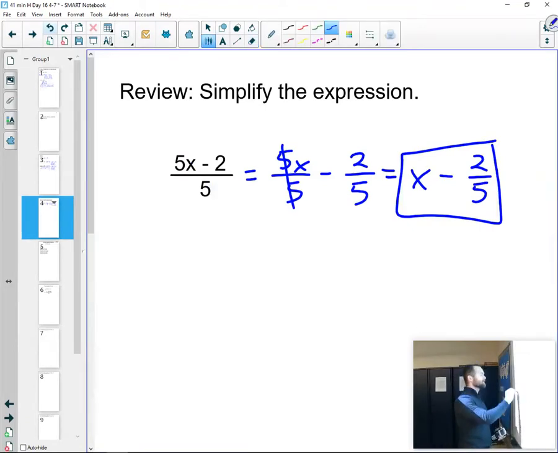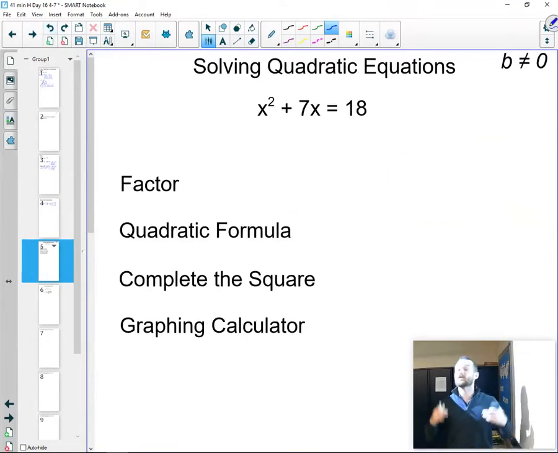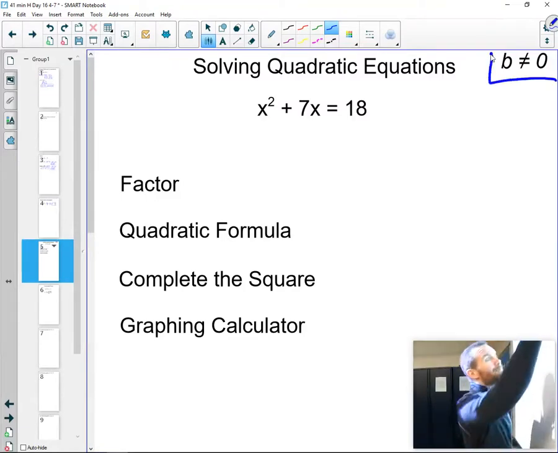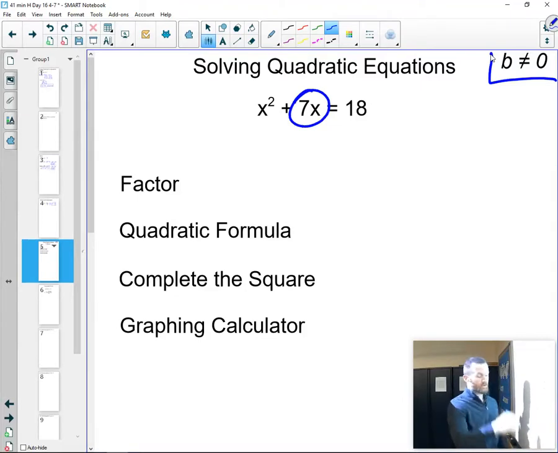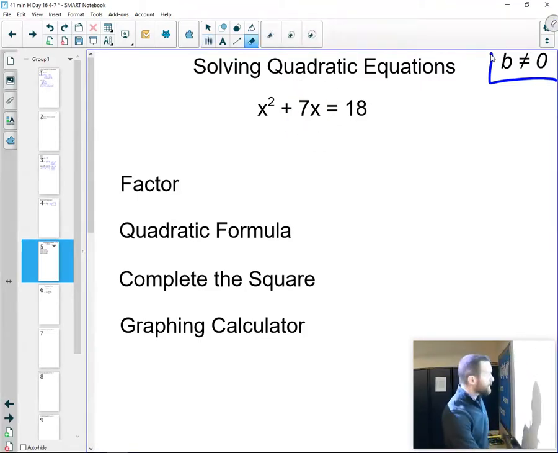All right. Now, let's get to our actual objective today. So we're solving quadratic equations. So remember, the first thing we have to do when we're solving a quadratic equation is figure out, is there a b value? If there's no b value, if b equals 0, then we can just do what we did in the warm-up and use square roots, get x by itself. But if b does not equal 0, if there is an x to the first, like we see in this quadratic equation, then square roots aren't going to do it.